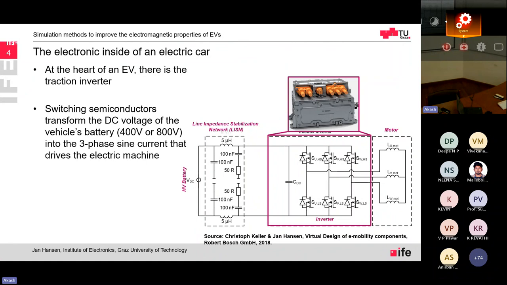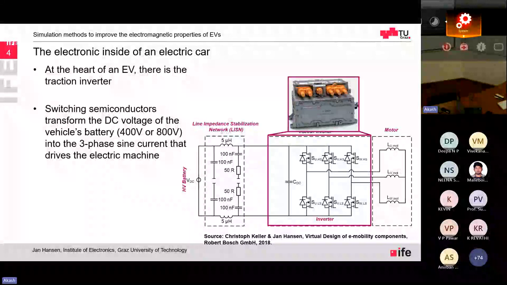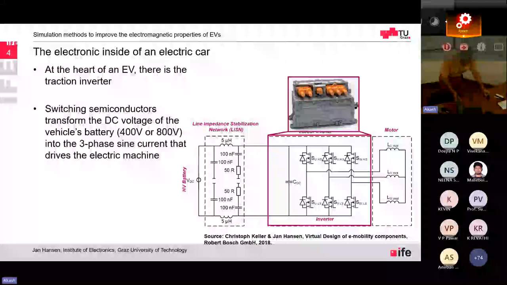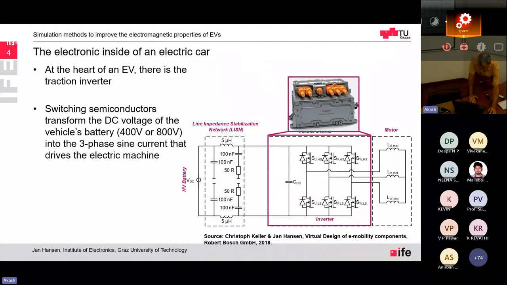The core of this box is basically this here: six semiconductors, six transistors. They switch on and off in a certain pattern, and what they do is convert the DC current that we have here. This is the battery, so it delivers DC current and DC voltage. They convert it into three sinusoidal current waveforms. In order to demonstrate this, I brought a little simulation model. Now, since this is not my computer, let's check if I can run it quickly.